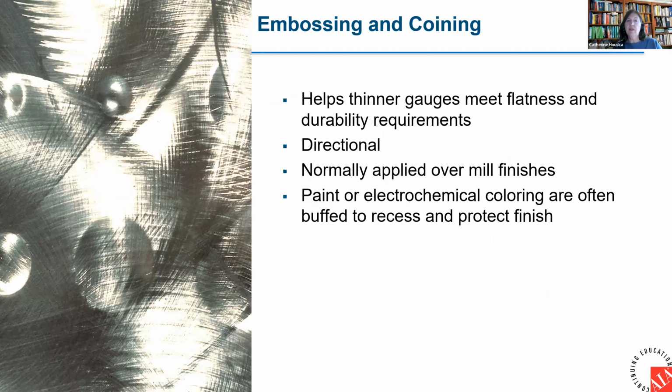Embossing and coining can also be applied over customized finishes. There are some suppliers that will do custom embossing of different shapes onto surfaces on individual panels. Sometimes it's combined with paint or electrochemical coloring to create different appearances. So there are a number of possible variations.